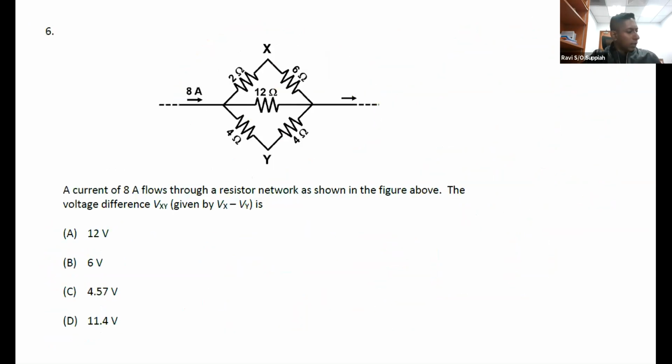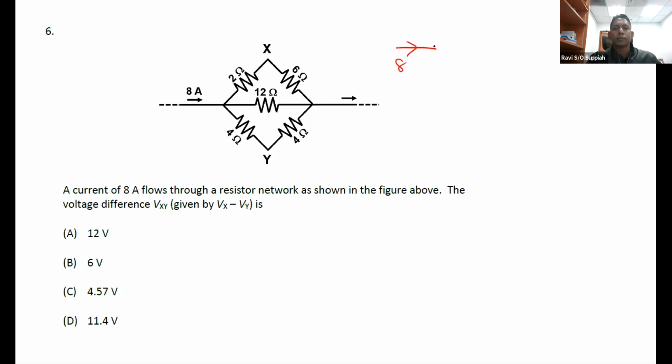Okay, let me go on to the next question here. So here we have a current of 8 ampere flowing through a resistor network. Find the voltage difference. To find the voltage, what I first need to do is know the combined resistance.